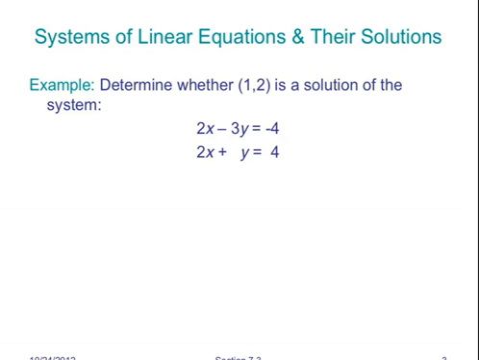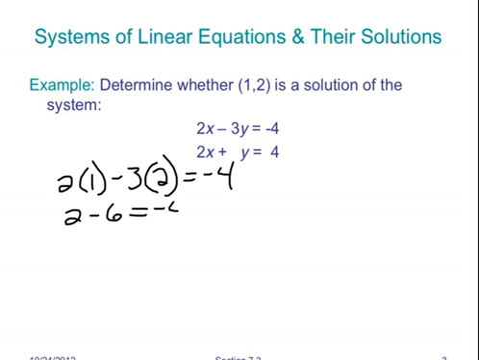I'm going to take the first equation, 2, and I'm going to plug in 1 for x, minus 3 times, I'm going to plug in 2 for my y, equals negative 4. I'm going to check to see if that's true. If you multiply 2 times 1, you get 2. Negative 3 times 2 is negative 6. 2 subtract 6 is negative 4. And negative 4 does indeed equal negative 4. So the point 1, 2 is on the line 2x minus 3y equals negative 4.